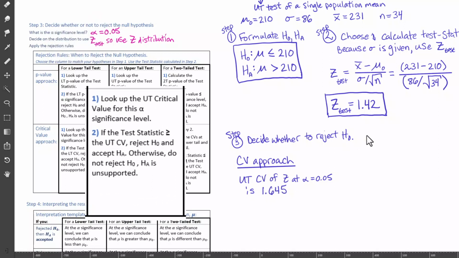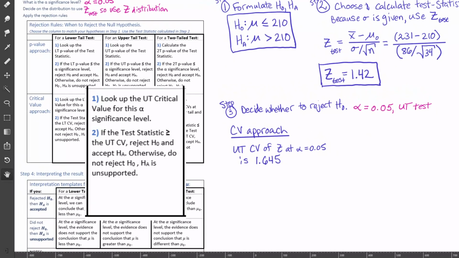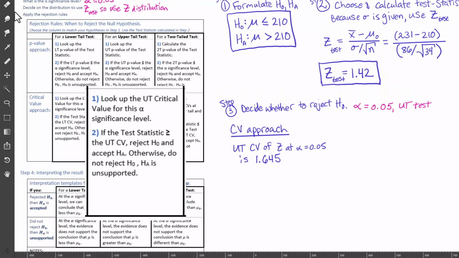Let me just note the alpha significance level we're working with, 0.05, and the fact that this is an upper tail test, because that's important for this step to know which rules to follow and what alpha to use. We have the critical value, we can apply the rule. If the test statistic is greater than or equal to the upper tail critical value, reject H0 and accept HA. Otherwise, do not reject H0 and HA is unsupported.